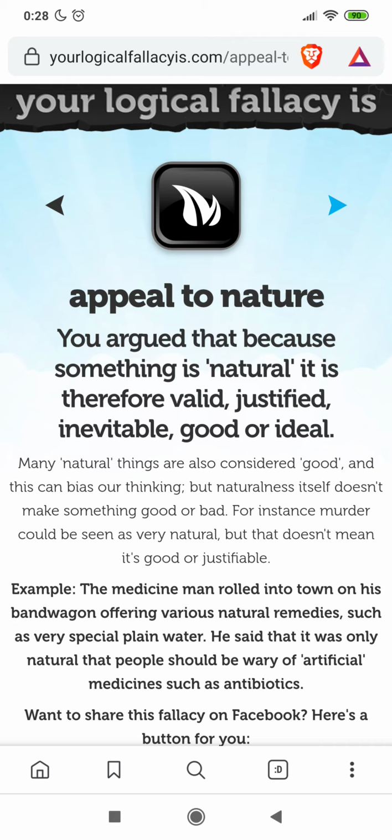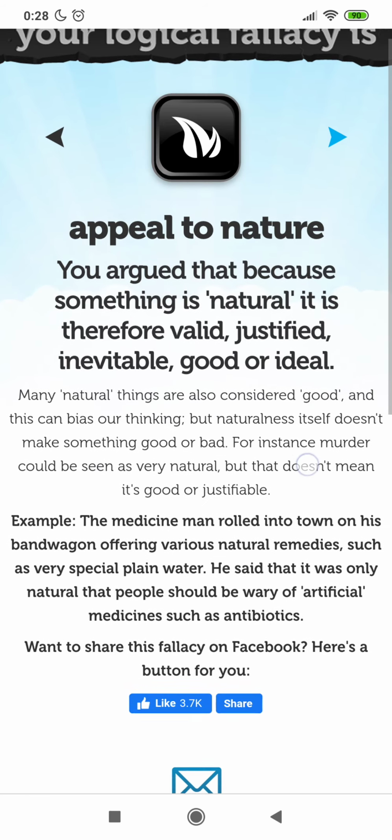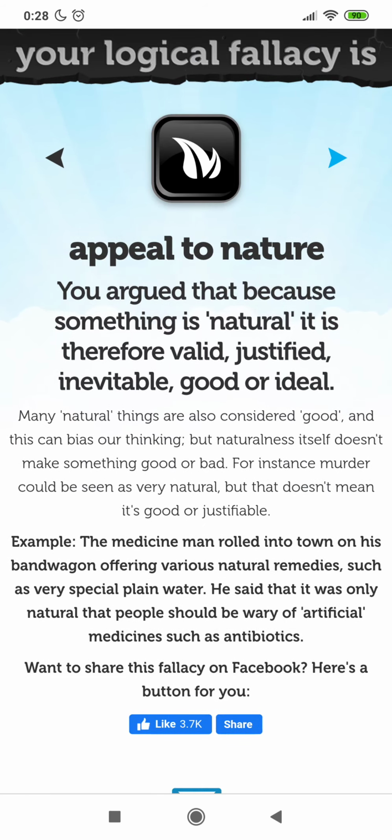Example: the medicine man rolled into town on his bandwagon offering various natural remedies, such as the very special plain water. He said that it was only natural that people should be wary of artificial medicine, such as antibiotics.